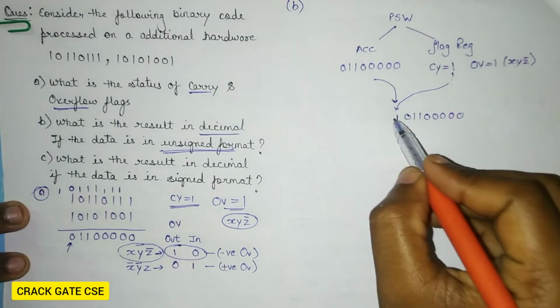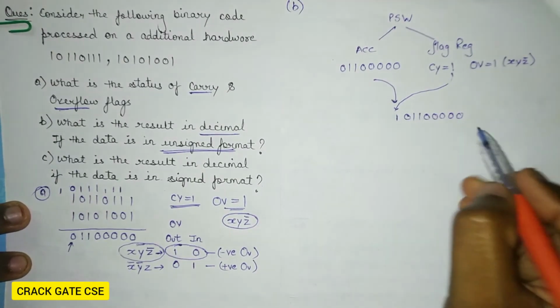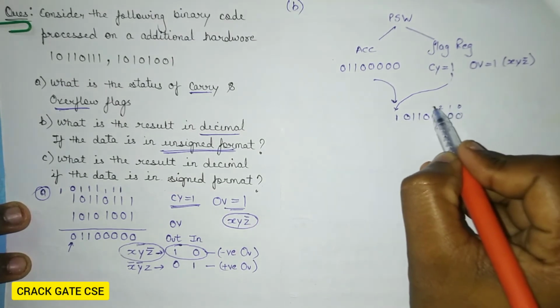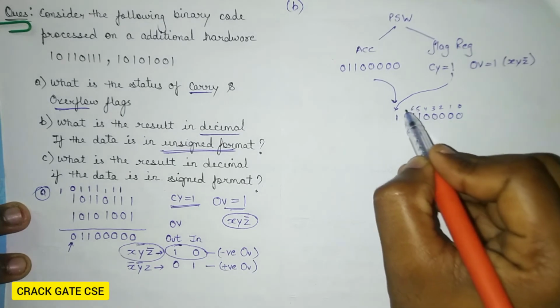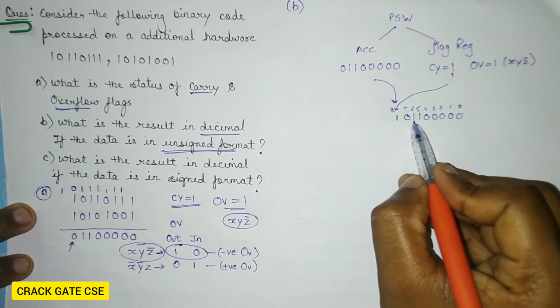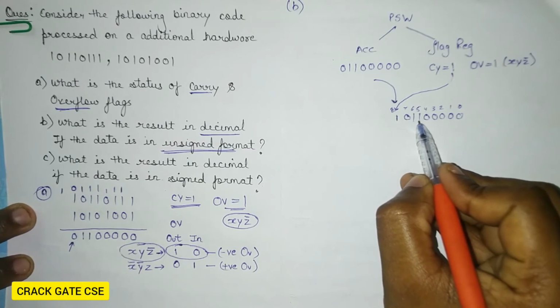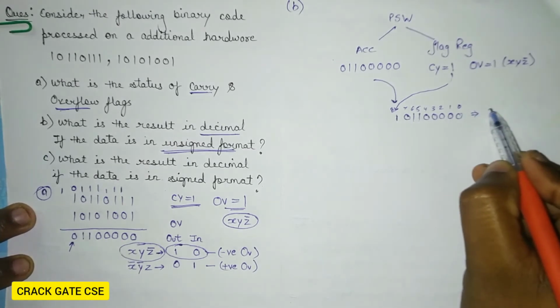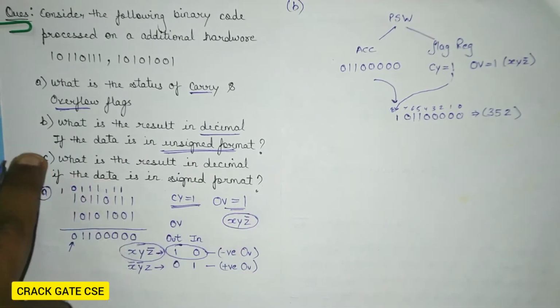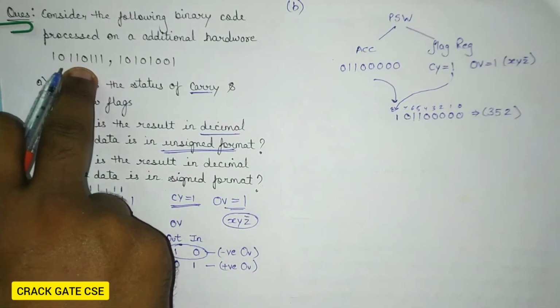Now we'll be converting this into the decimal value. When you convert this into the decimal value, this will be 0th place, 1, 2, 3, 4, 5, 6, 7 and 8. So this 8 will be 256 plus 64 plus 32. So this will be equal to 352, right? And for 8-bit data, here we are having 8-bit data.